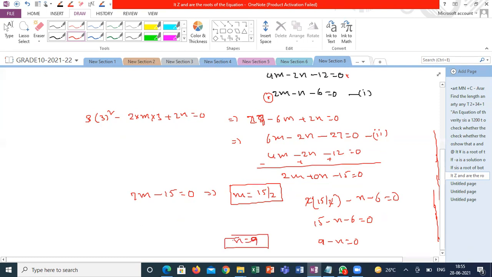So this is how you can solve the situation based on the definition of the quadratic equation and the definition of the roots of the quadratic equation. Anyone having any doubts so far, guys? No, sir.